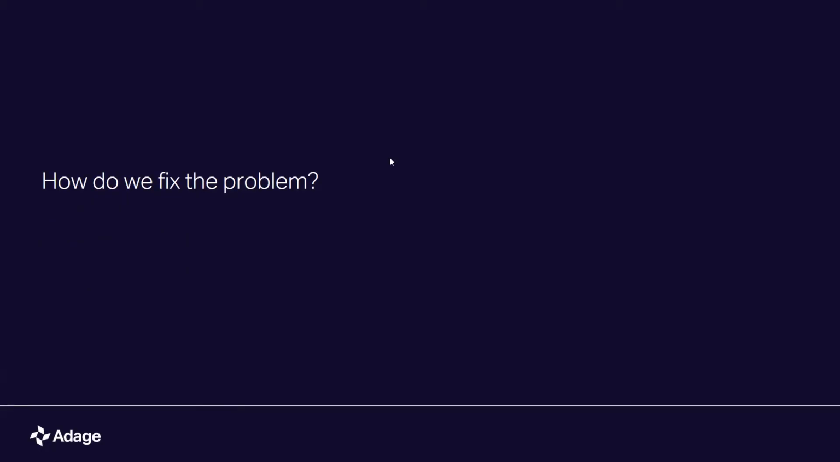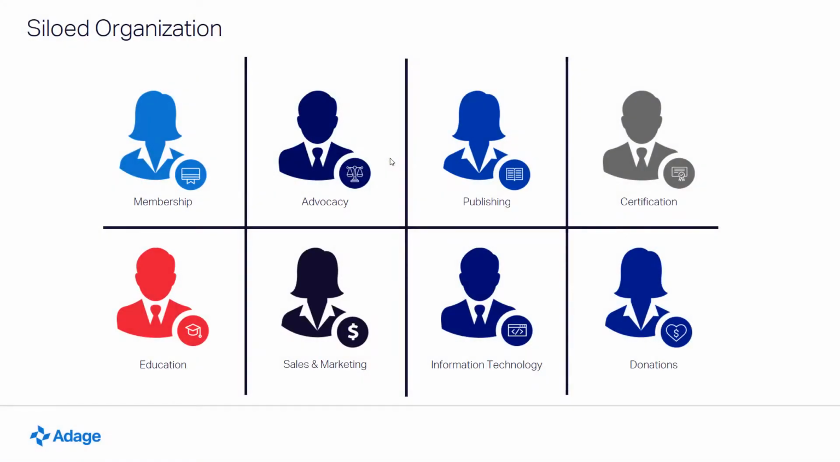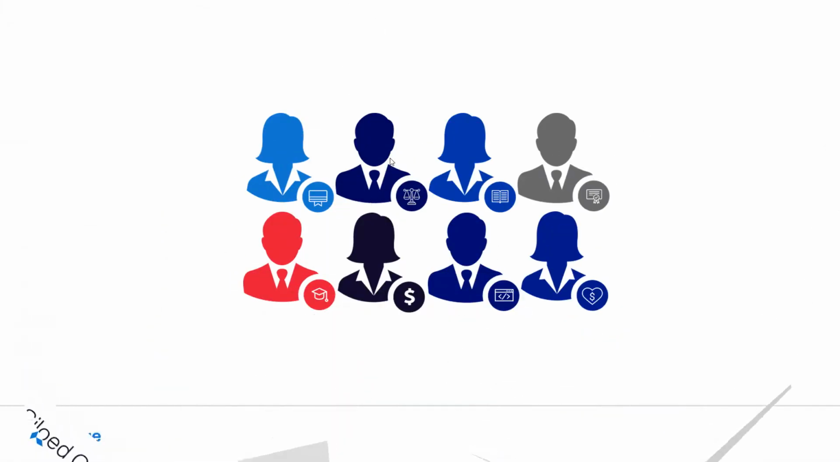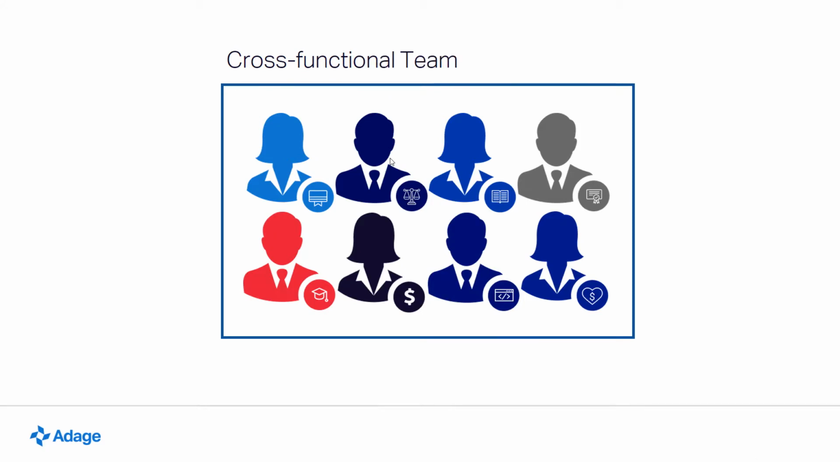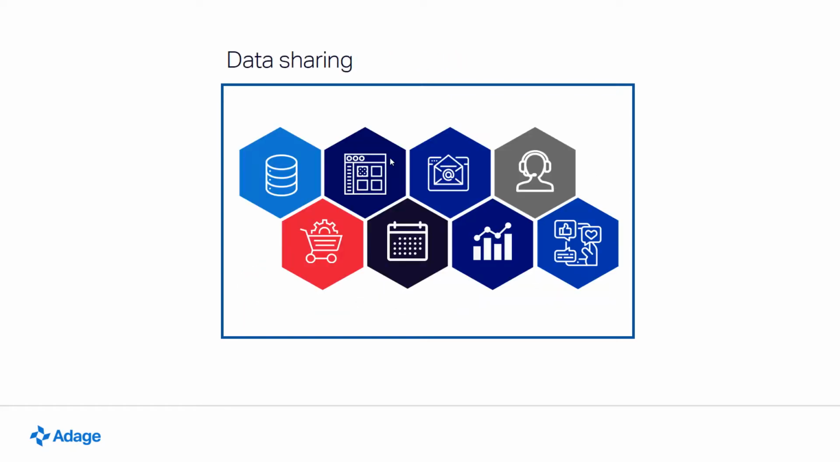And how do we do that? We need to break the model and create cross-functional teams that communicate and work with each other to share goals, plans, and most importantly, serve the mission of your organization. Similarly, we need to consolidate data into one place and integrate our systems so that member communication is seamless and thus more engaging.